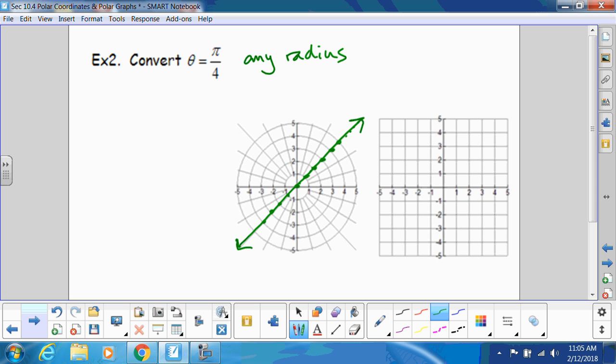Now remember, to convert, we have tangent of theta, so tangent of pi over 4 is equal to y over x. All right, we know the tangent of pi over 4 is just 1. And then if I multiply both sides by x, I get y equals x, which is what we're more familiar with. It has a y-intercept of 0 and a slope of 1. Okay, so you can see how those relate to each other.